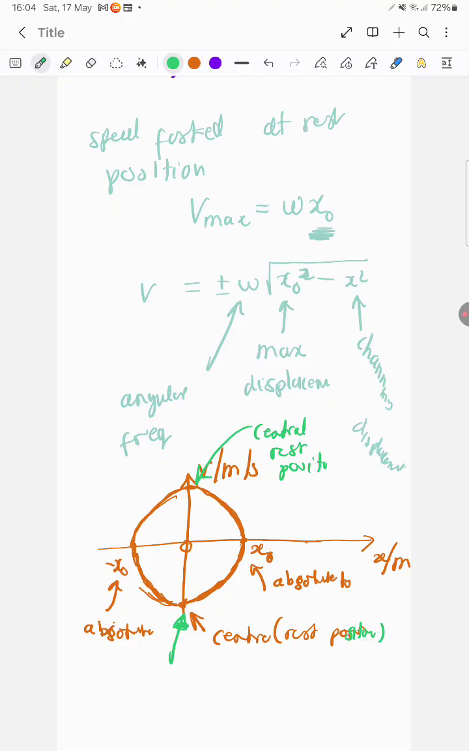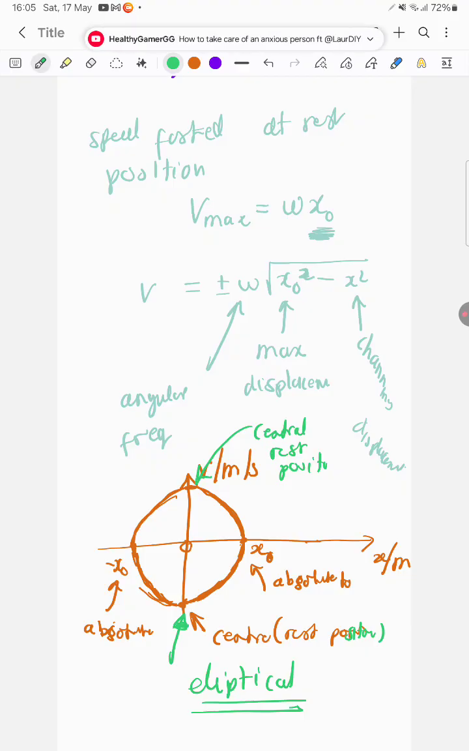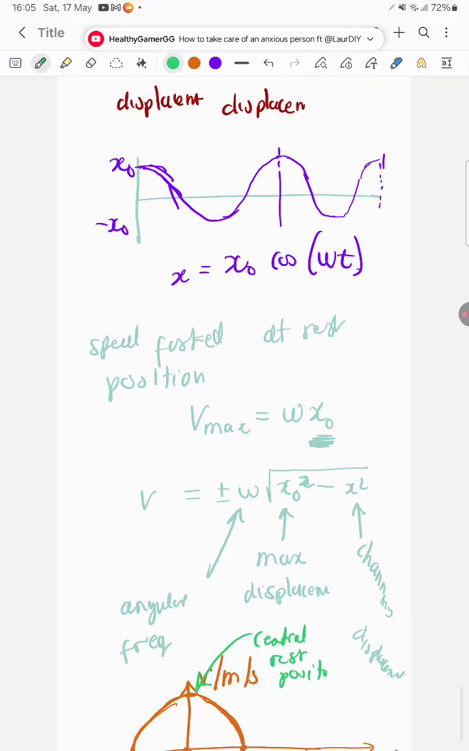Okay, so the graph is elliptical. You need to use that word when describing it, if they ask you to use words. Okay, so this is speed against what? Speed against displacement. Good. So let's recap.